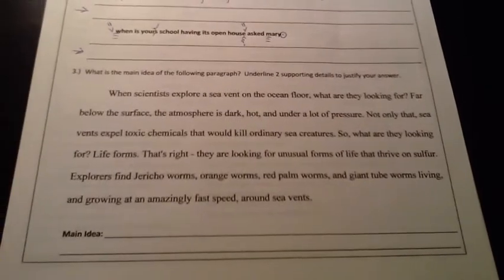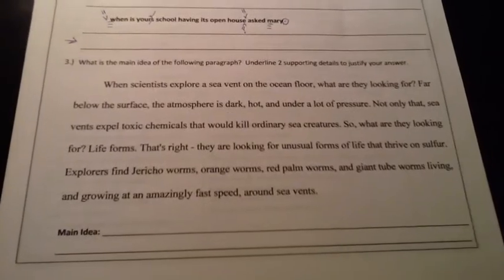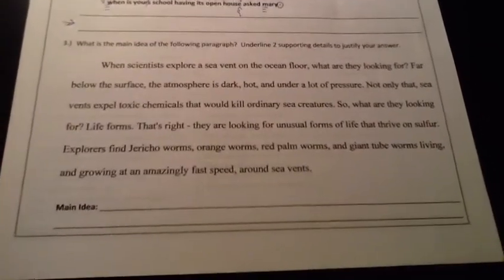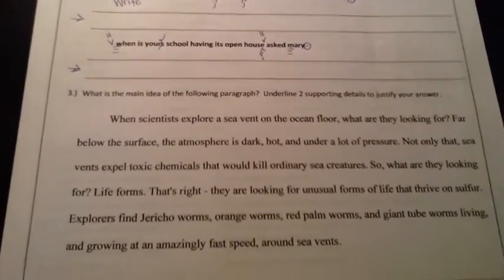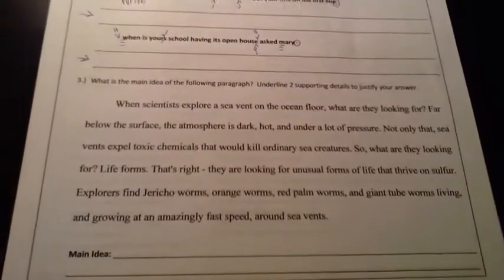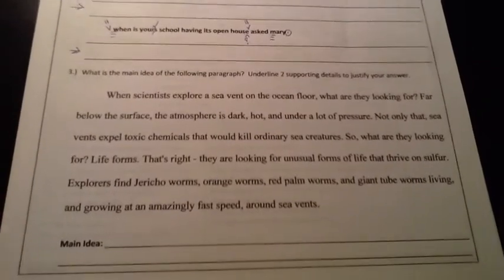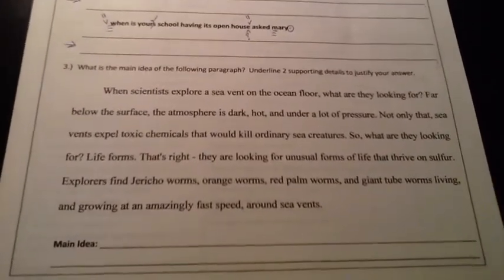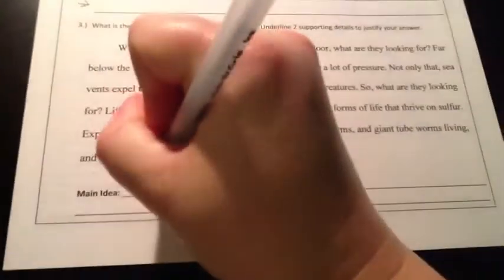Let's see. I think that in terms of finding the main idea, this one's a little bit more tricky because this one doesn't necessarily have the main idea stated directly, certainly not at the beginning. But I know that they're talking a lot about looking for these life forms around their sea vent. So I want to see that it's something definitely along with that. In this case, I'm going to use the 2 W's strategy. Who and what. So the who of this, I think, is the scientists. That's what they're doing. So for my main idea, I'm starting off with the scientists.